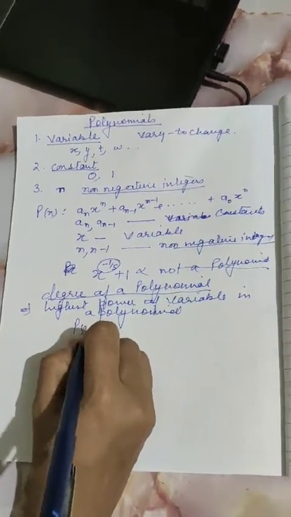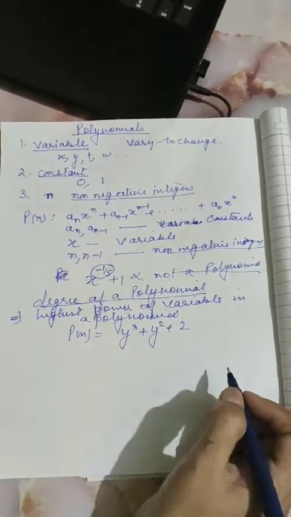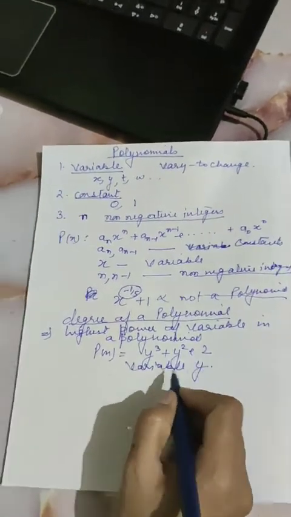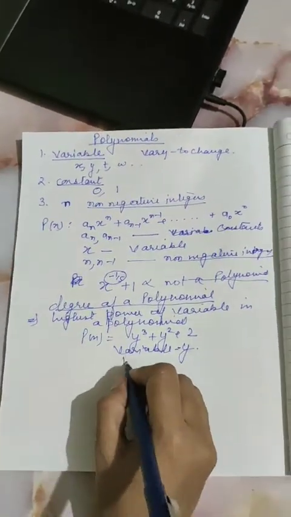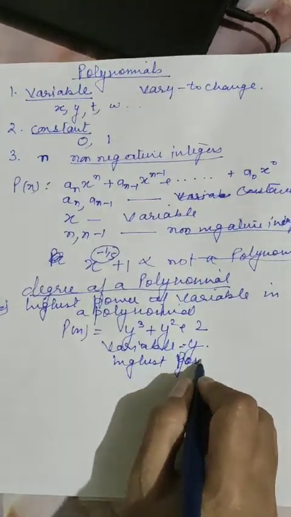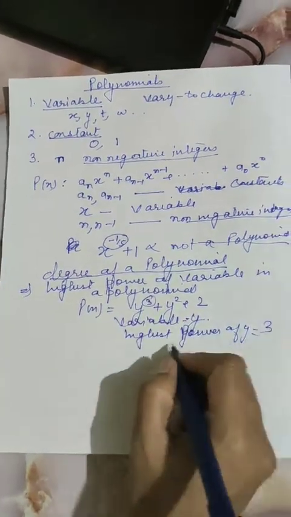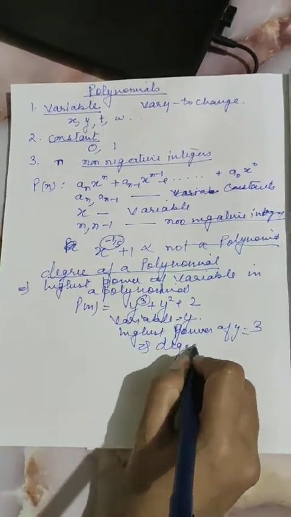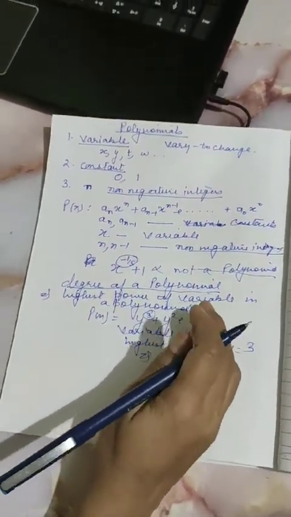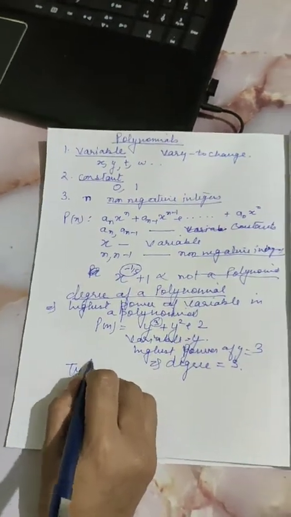For example, if I am having y cube plus y square plus 2, here the variable is y. And what is its highest power? Highest power of y, here you can see it's 3. So this implies it's a polynomial of degree 3. So I hope the degree of a polynomial is clear. Now let's consider the types of polynomial.